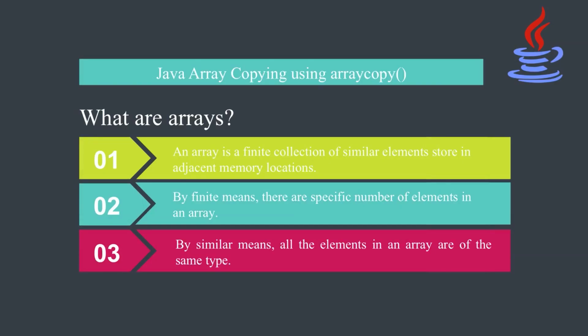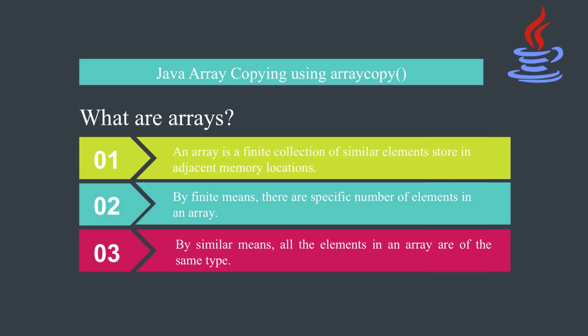First of all, we will understand what an array is. As we have discussed earlier, an array is a collection of elements or values of the same data type, or we can say an array is a finite collection of similar elements stored in adjacent memory locations. Finite means there is a specific number of elements in an array, and similar means all the elements in an array are of the same type. So an array may contain all integers or all characters but not both.